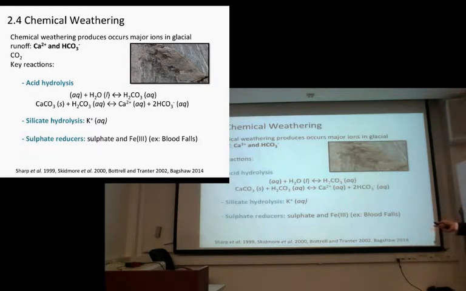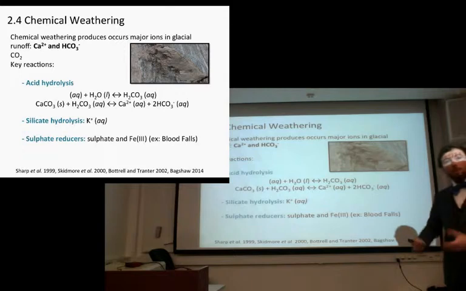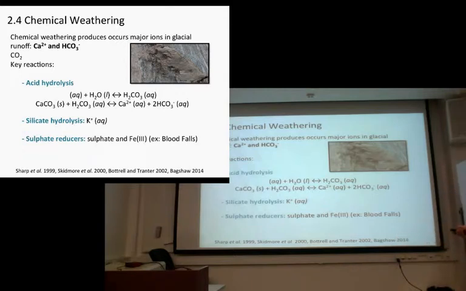And this acid can react with the rocks. S means solid. And it will take the calcium away and bring it to the sediments, to the water. And then you obtain this bicarbonate. So it's a way to erode by taking minerals. There are also the silicate reactions that will produce potassium ions.